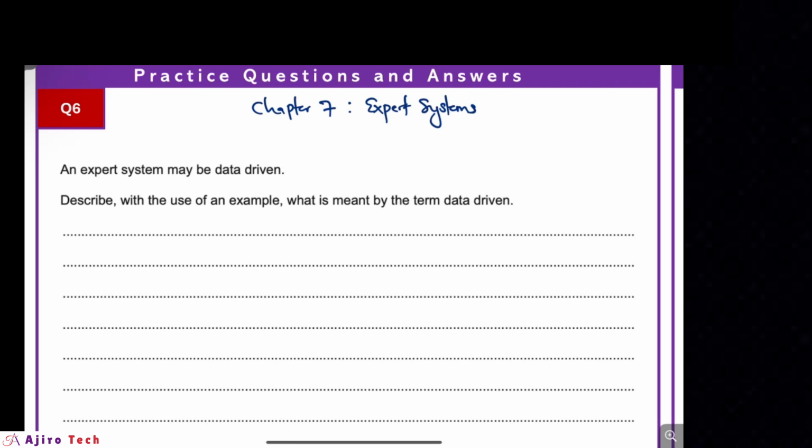So you are going back from the goal to the fact, from the conclusion to the data. Data driven goes from the fact to the conclusion. I know this person and I'm going to prove it.